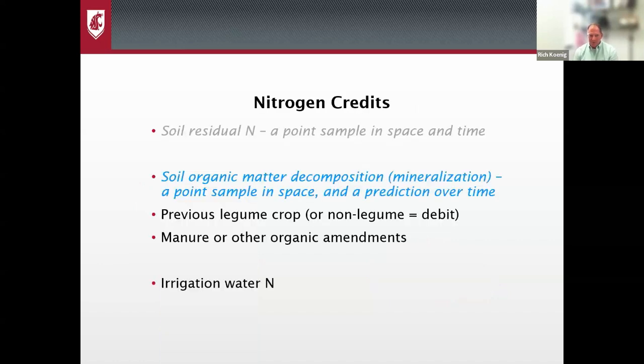So some additional details here for this credit. I call it both a point sample in space, reflecting the fact that you're collecting a soil sample, and that's the means by which you determine soil organic matter composition or percent. But then also you're making a prediction over time, how much of that organic matter is going to decompose and how much nitrogen will be released over time in a particular cropping system.